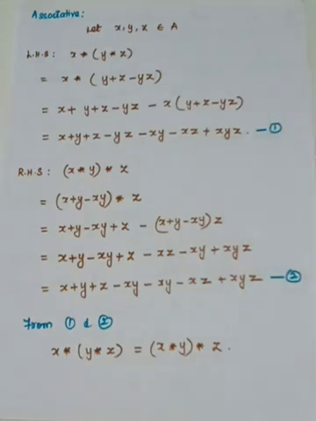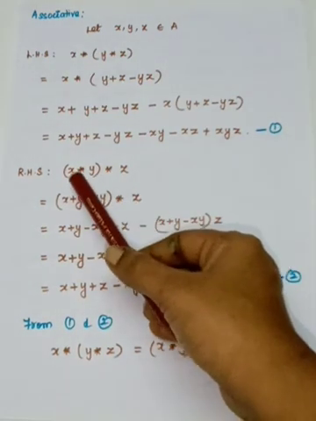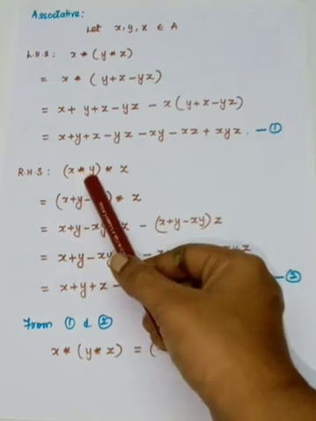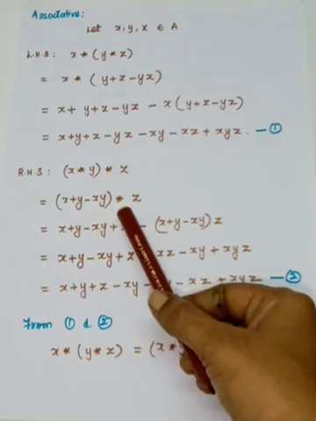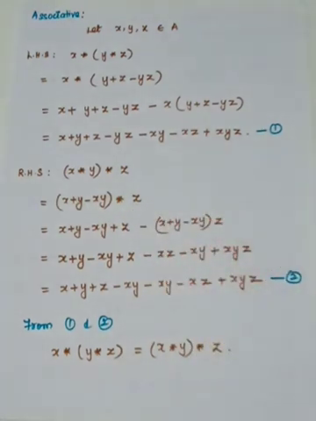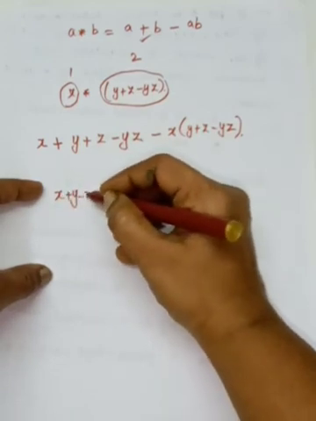So we'll come to the associative property, the right hand side. (x asterisk y) asterisk z. You know very well, x asterisk y, how will it be written? (x plus y minus xy) asterisk z. Now which is the first number? Look at your x plus y minus xy.